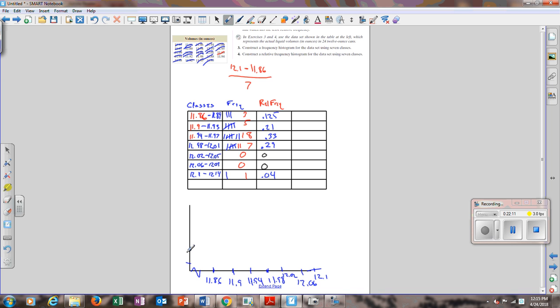Going up the side, I would go up by 0.05, 0.1, 0.2, 0.3, 0.4. This is for the relative frequency histogram. If I was making the regular histogram, I guess that's what I was supposed to do for this one. I'll just copy this and make it our relative frequency histogram.